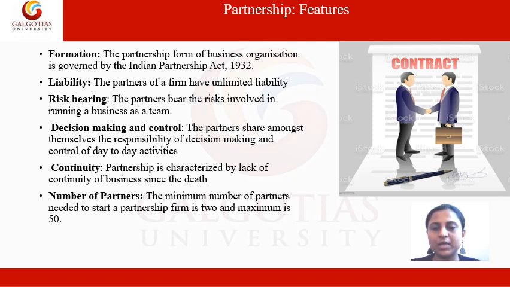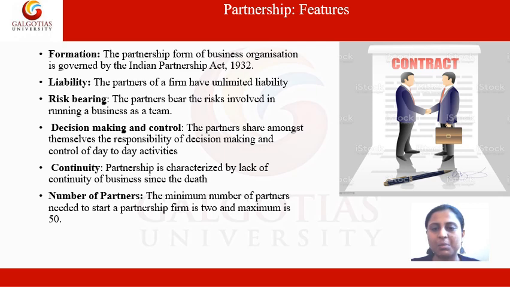Fourth is decision making and control. So partners can mutually take any decision and control the firm together with mutual consent. Next feature is continuity. A partnership firm is not considered to be a continuous form of business since death, insanity, or bankruptcy of any partner will dissolve the partnership firm and the remaining partners will have to enter into a new agreement, and that will give rise to a new partnership agreement.